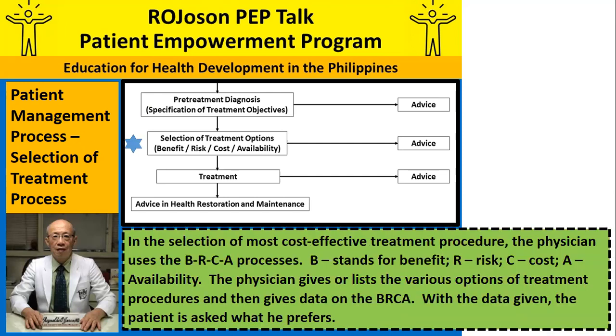In the selection of the most cost-effective treatment procedure, the physician uses the BRCA processes. B stands for benefit, R, risk, C, cost, A, availability. The physician gives or lists the various options of treatment procedures and then gives data on the BRCA. With the data given, the patient is asked what he prefers.